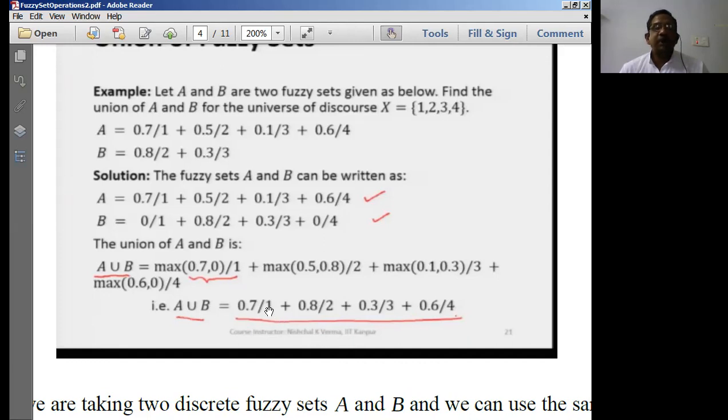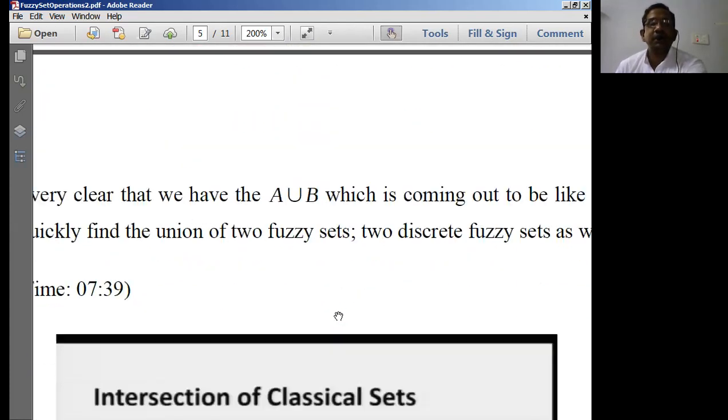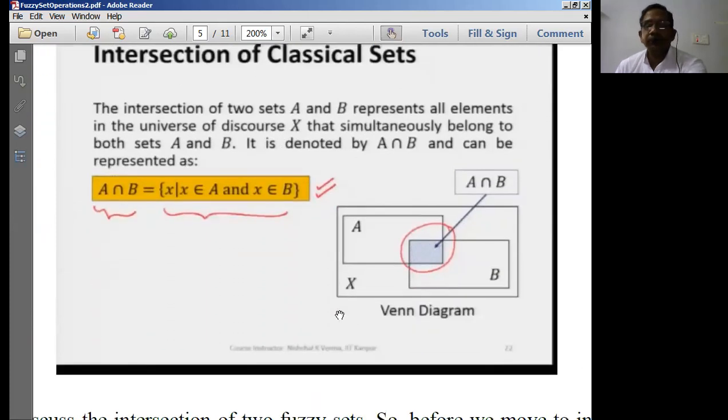That means for element 1, we get 0.7 as the degree of belongingness. Similarly, for element 2, 0.8 is the degree of belongingness, and for element 3, 0.3 is the degree of belongingness. Like that, we get the union of two sets. This is the mathematical representation for the union of two sets.